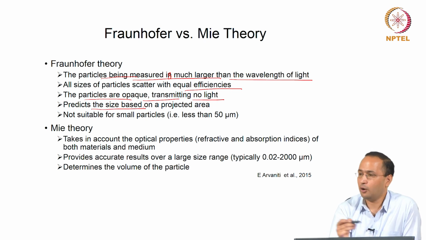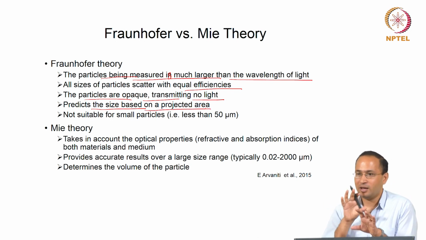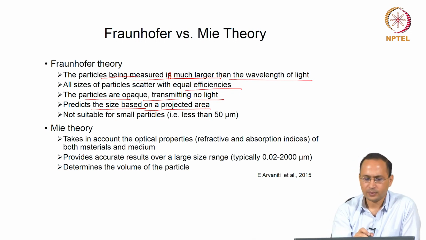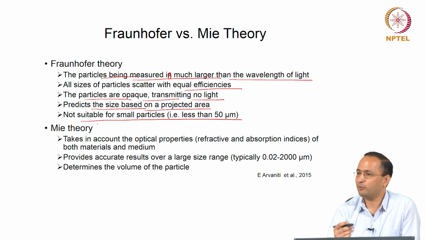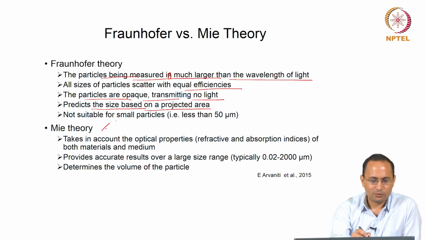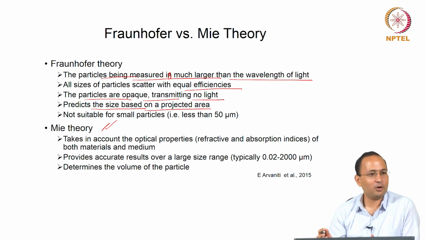How does it predict? It predicts the size based on a projected area. So, you have a particle, the projected area, okay, based on that it predicts the size. As is mentioned here, not suitable for small particles. So, if you have smaller particles, of size less than 50 micron, then this theory is not suitable. So, for that we use Mie theory, it is applicable for the whole range.